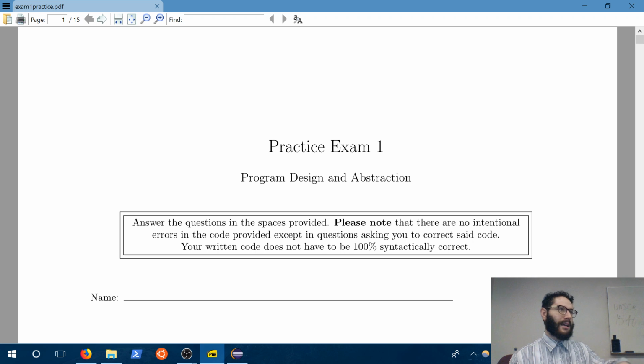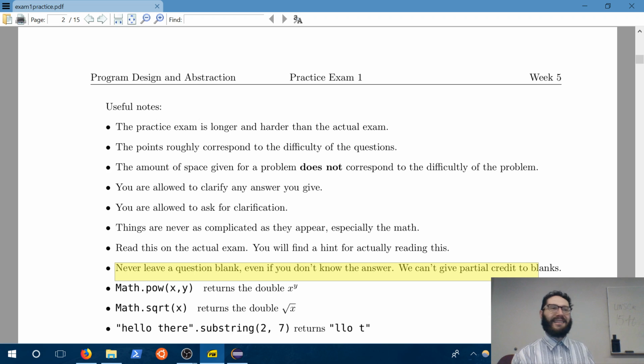In other words, making a syntactical error like forgetting a semicolon is going to be a 1-point mistake. It's not going to be a 10-point mistake. I'm not going to say your program won't run because it's missing a semicolon. I'm not that guy.